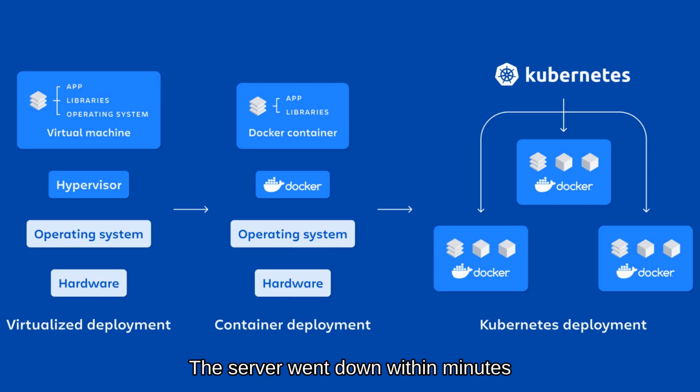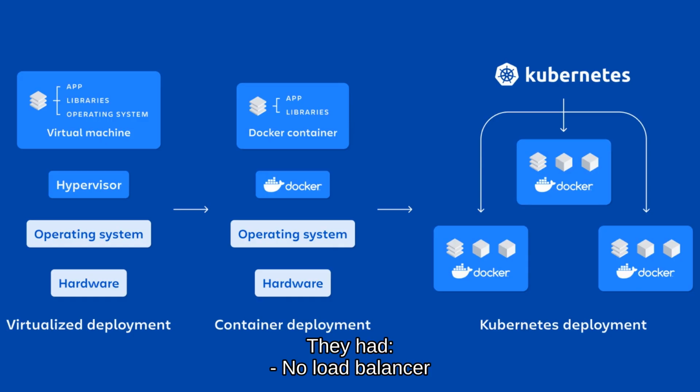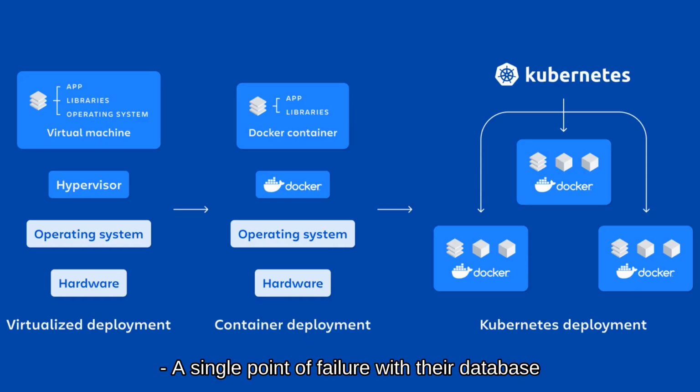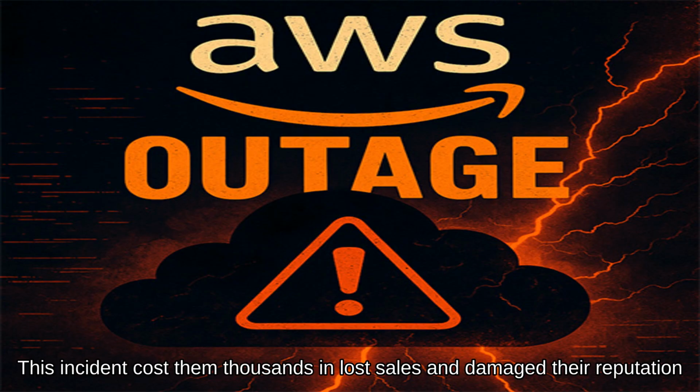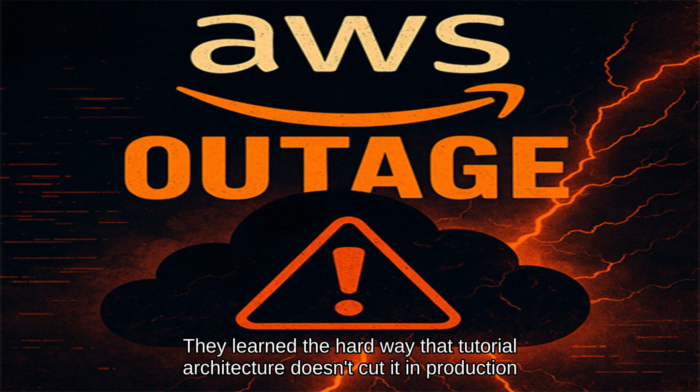However, when they launched a marketing campaign, traffic skyrocketed from 100 users per hour to over 10,000. The server went down within minutes. Why? Their architecture wasn't built for scaling. They had no load balancer, a single point of failure with their database, inefficient caching that didn't optimize for dynamic content. This incident cost them thousands in lost sales and damaged their reputation. They learned the hard way that tutorial architecture doesn't cut it in production.